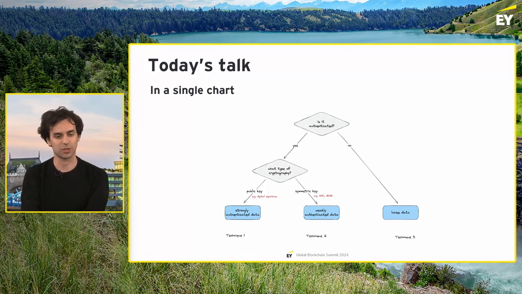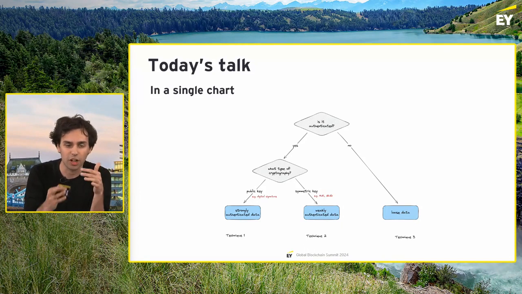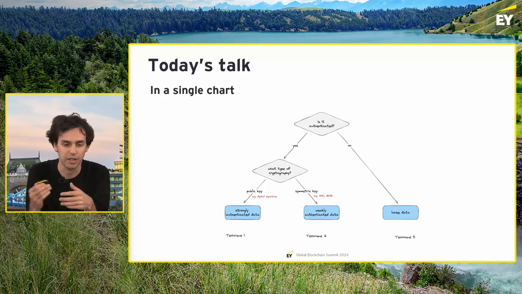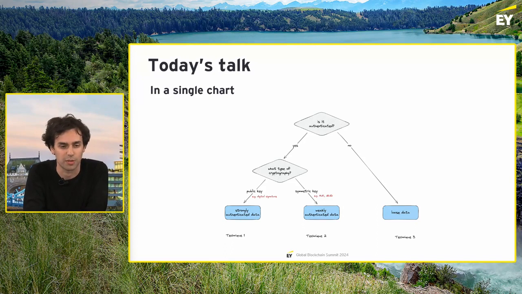The talk in a single chart, this is what we are going to be doing. We have our 3 types of data: strongly authenticated, weakly authenticated, and loose. We are going to develop sort of a flow chart of how to decide what kind of data we're dealing with. And once we figured out what data we're dealing with, we'll have a very specific cryptographic technique for how to port this over to our new Web3 internet.